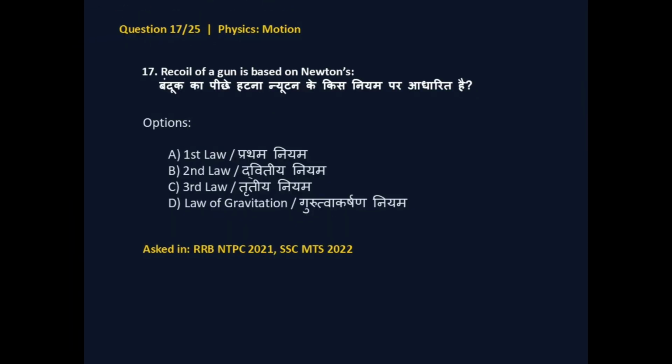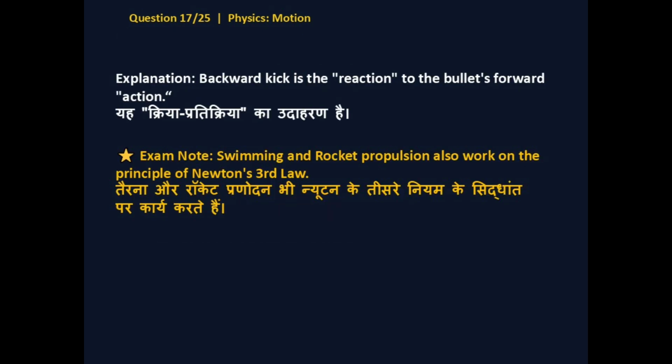Number 17. Recoil of a gun is based on Newton's which law? Correct option is option C, third law, because the backward kick is the reaction to the bullet's forward action. So here comes an exam note. Swimming and rocket propulsion also work on the principle of Newton's third law.